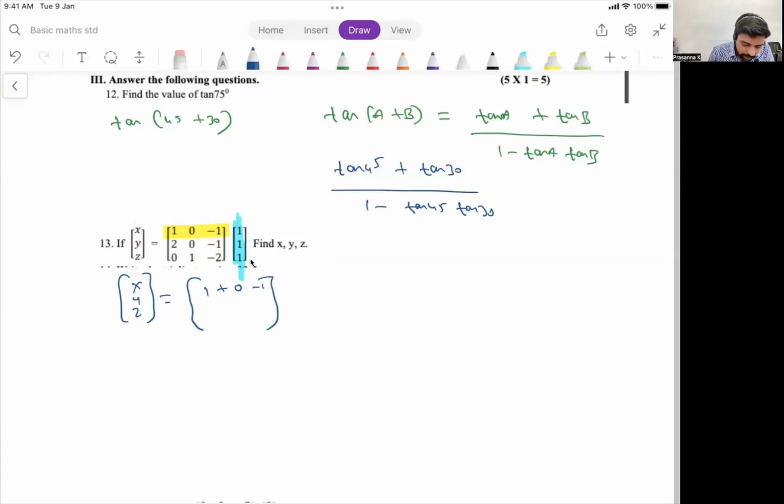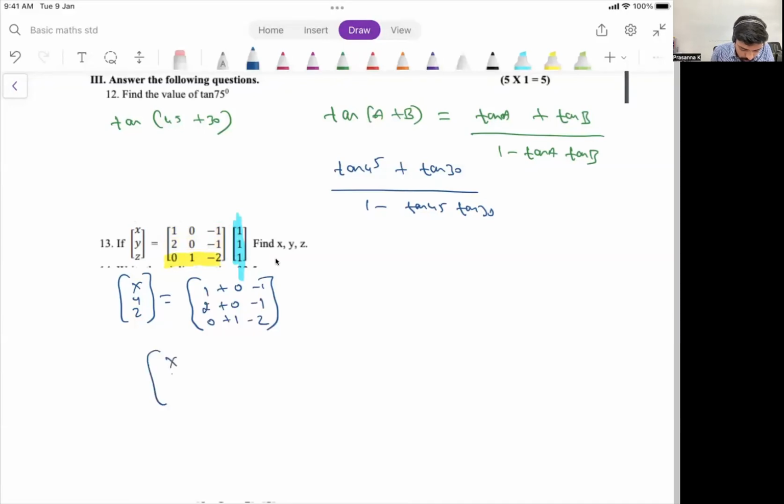Then take the second row. Here the second row is 2 0 minus 1. So 2 0 minus 1 multiplied with the first column 1 1 1. If you do that, you will get 2 into 1 is 2 plus 0 into 1 is 0 minus 1 into 1 is minus 1. Then you take the third row. Third row is 0 1 minus 2. Multiply that with the first column 1 1 1. So 0 into 1 is 0 plus 1 into 1 is 1 minus 2 into 1 is minus 2.